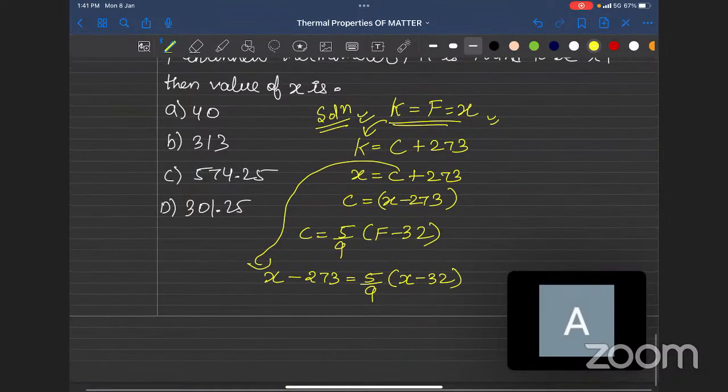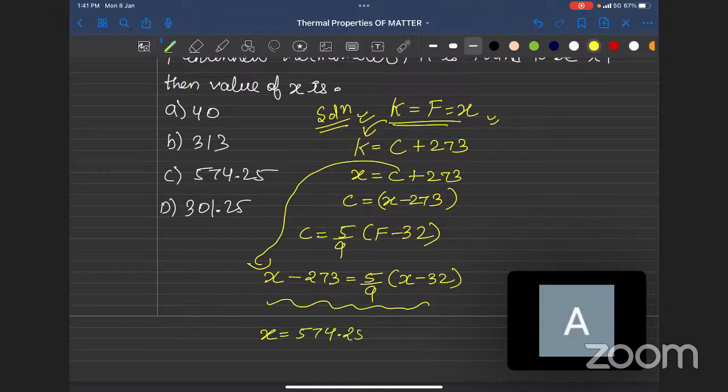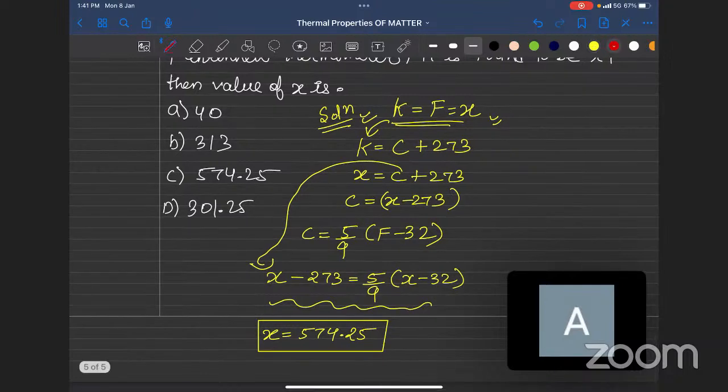Now let me solve the complete equation. Students, when you solve this equation, your answer will come out to be 574.25. This is your answer, okay?